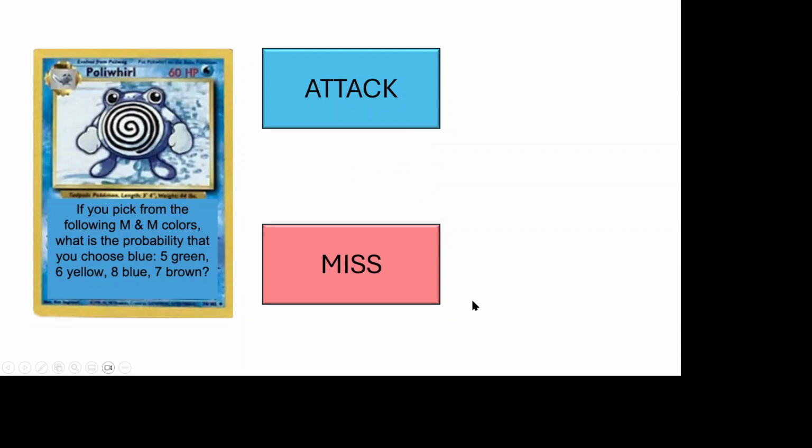Next, if you pick from the following M&M colors, what is the probability that you choose blue? 5 green, 6 yellow, 8 blue, 7 brown. Okay, so we are being asked for the probability of choosing a blue, so we put 8 as our favorable outcomes. And if we add them, we will know how many total number of outcomes there are. 5 plus 6, 11, plus 8 is 19, plus 7 is 26. Sorry, I should have written 26.